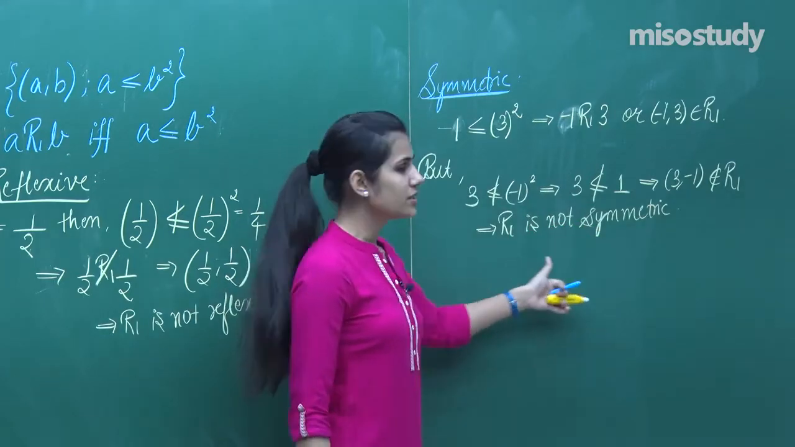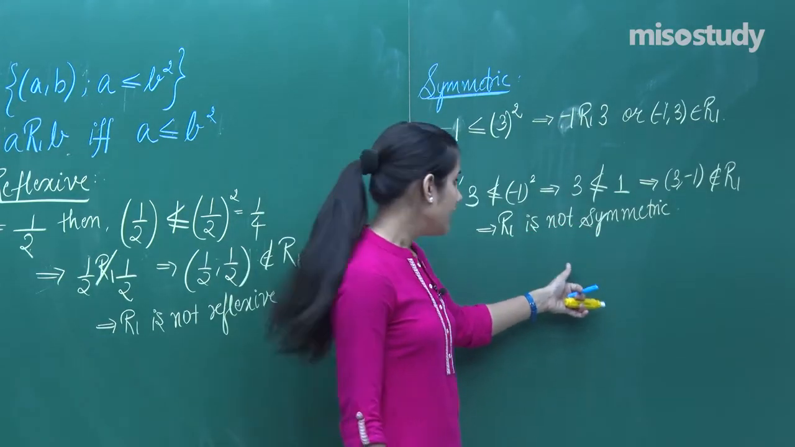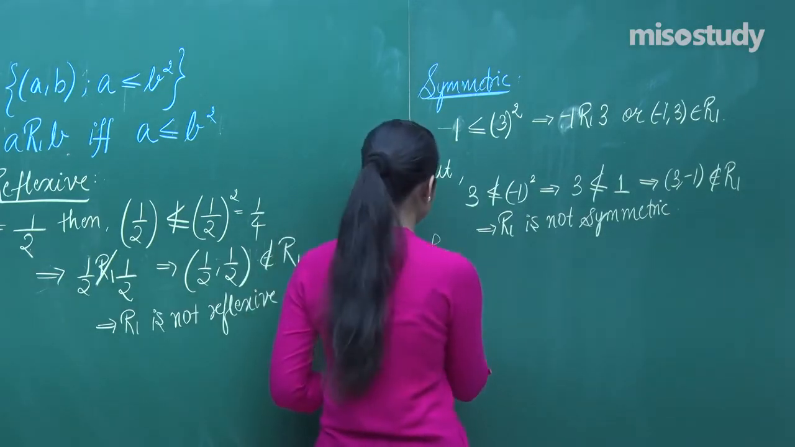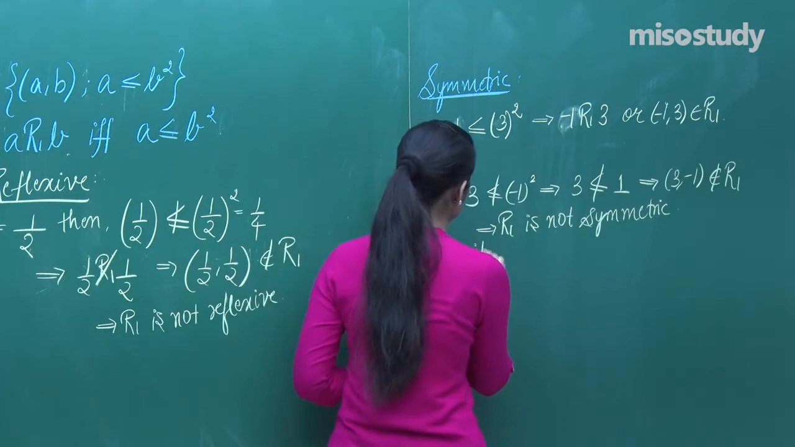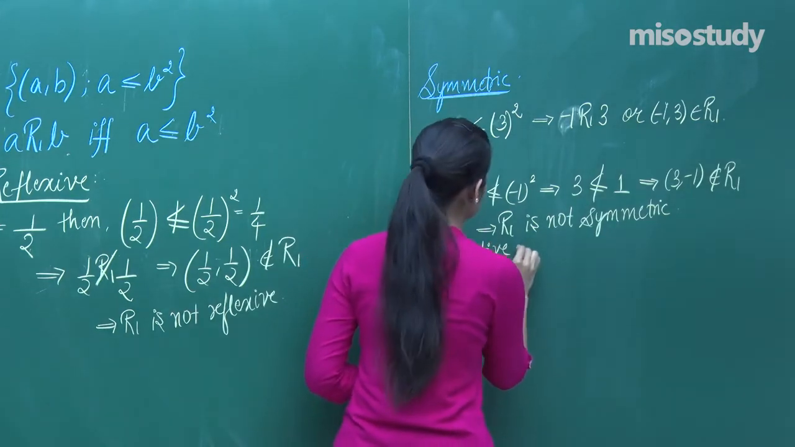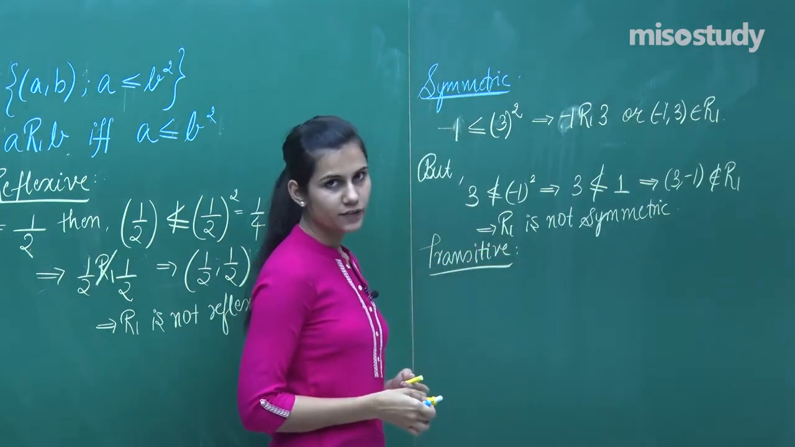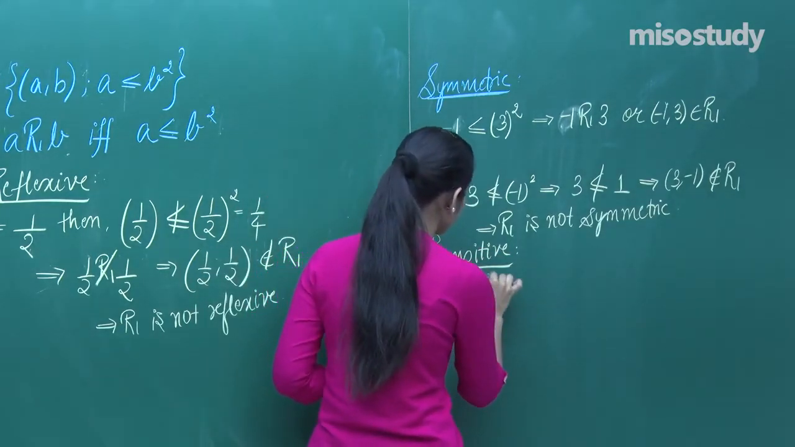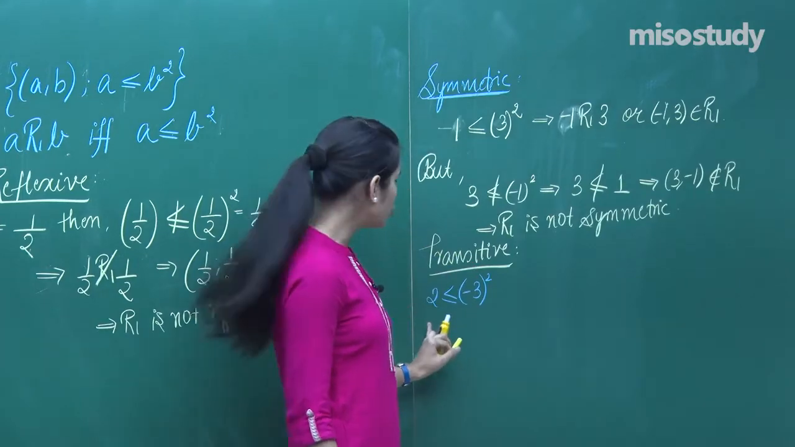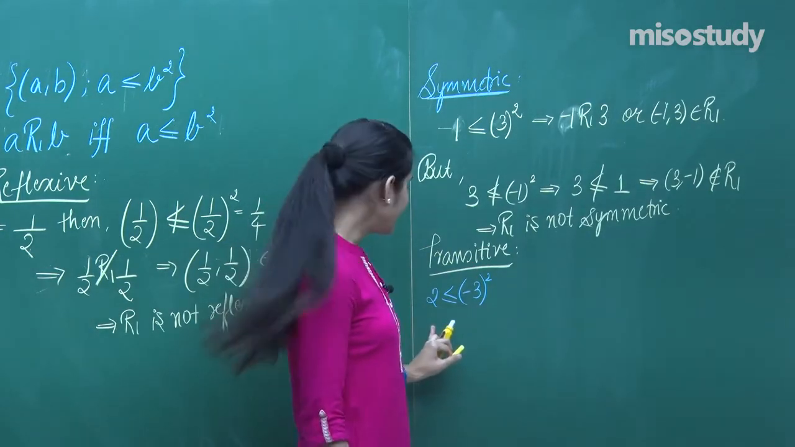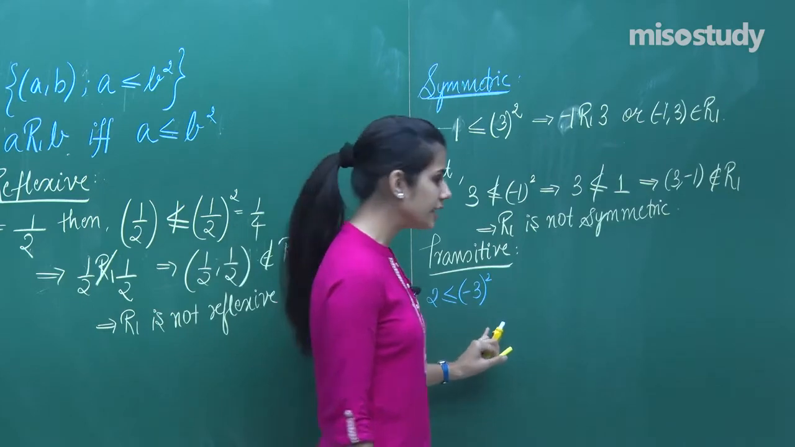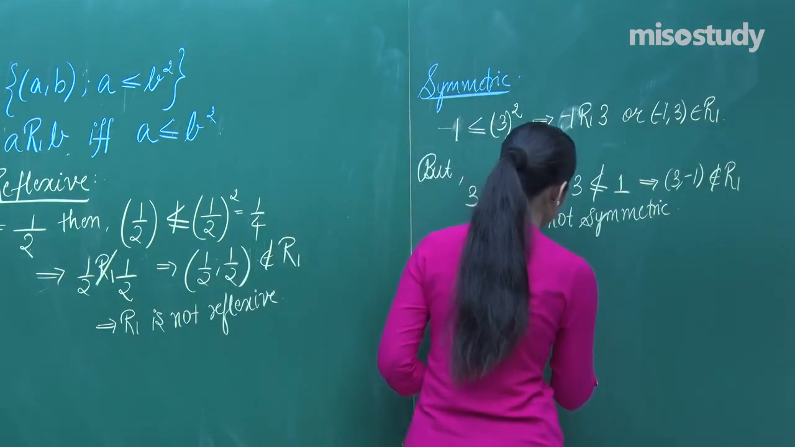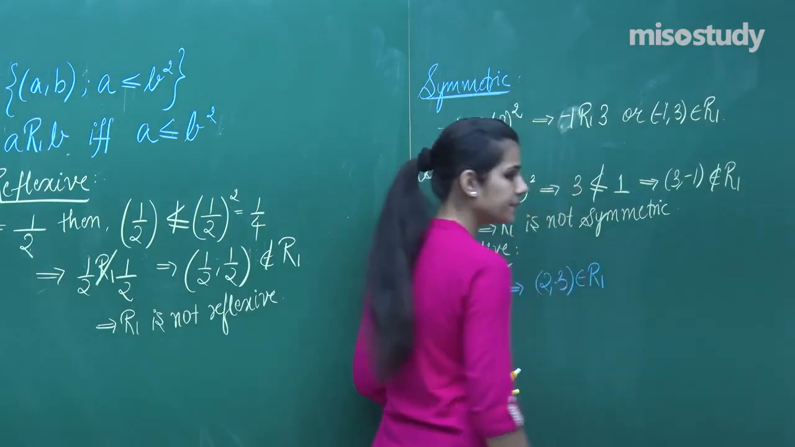Understood? That is what happens to be the case over here. Now, if this is not reflexive, not symmetric, let's see if it is transitive or not. So over here if we check transitivity, suppose I say, is this true that 2 is less than equal to (-3) squared? Yes, 2 is less than equal to 9 definitely. This implies that (2, -3) belongs to R1.